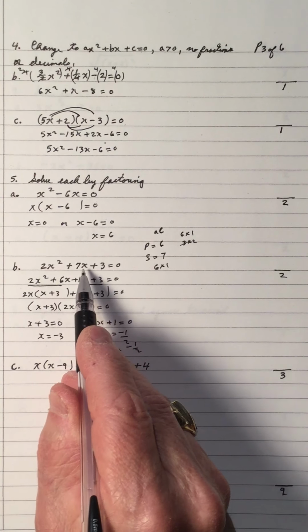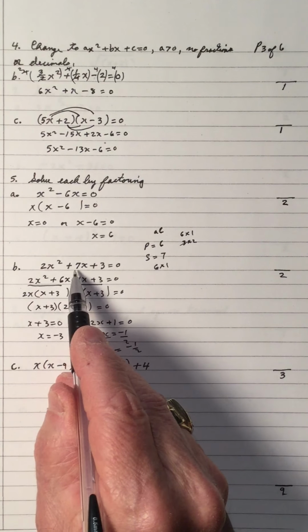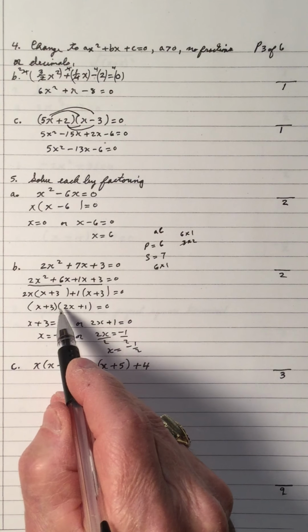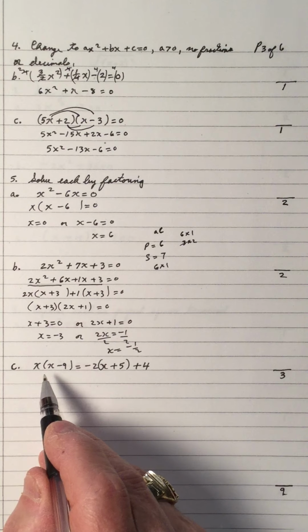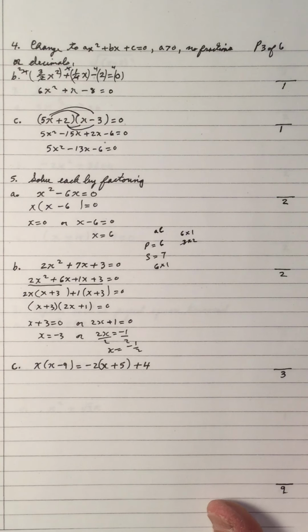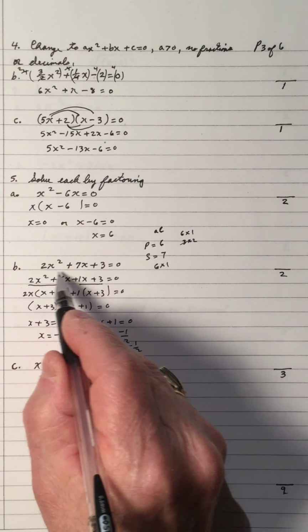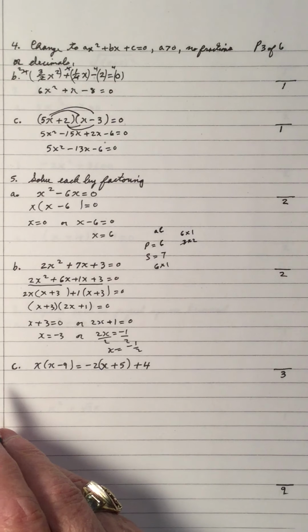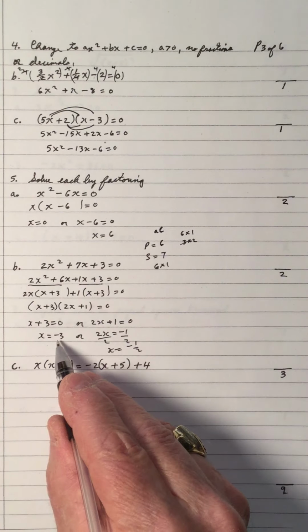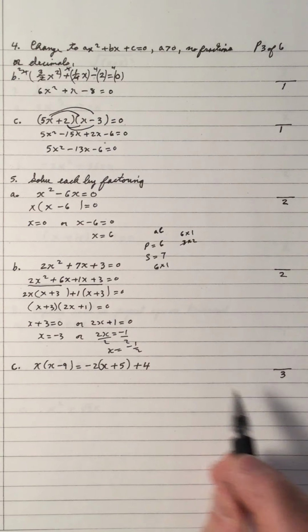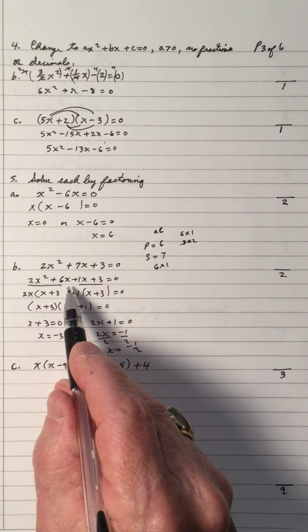Either you do it by factoring. I wouldn't do this by completing the square; I would either try to factor it or use the quadratic formula. Completing the square doesn't work out too well when you have a 2 here that won't divide through. So we solved it by factoring. Negative 3 and negative a half are the two answers, 1 mark each. Again, I solved it by factoring.